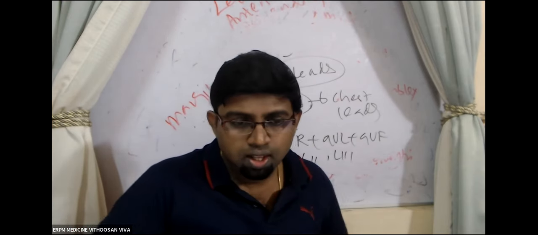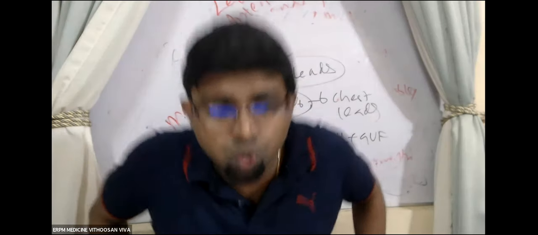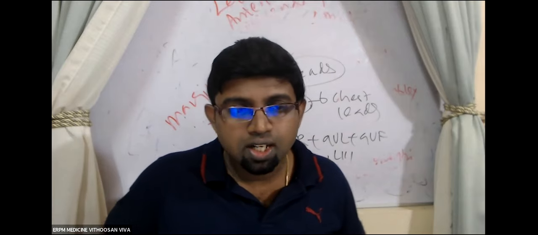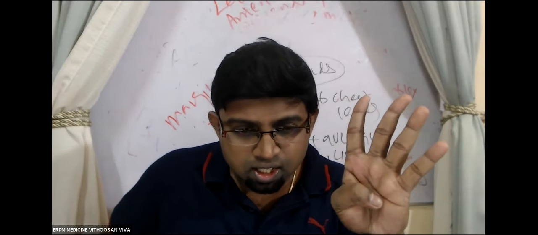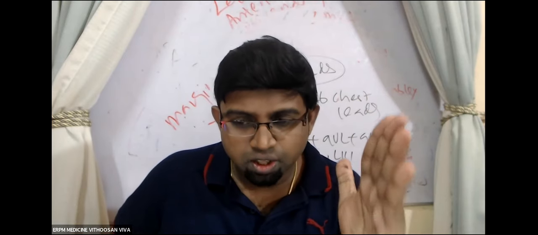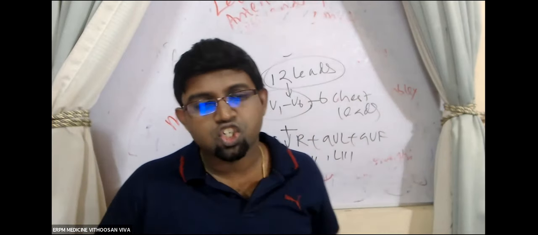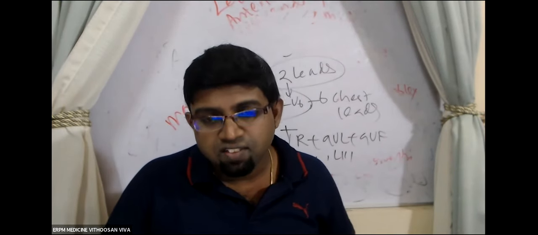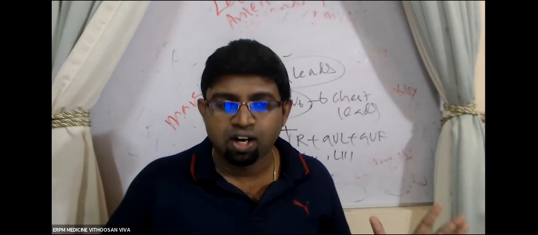Understood? So what are your 12 leads? Tell again one more time. Chest leads, limb leads. There are 6 chest leads, V1 to V6. Then there are the limb leads: AVR, AVL, AVF, and lead 1, lead 2, lead 3.